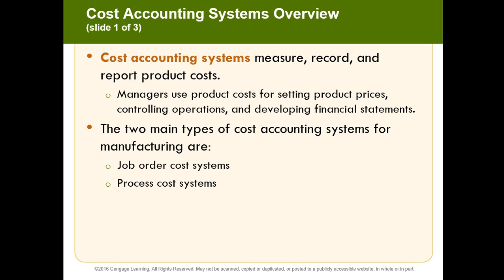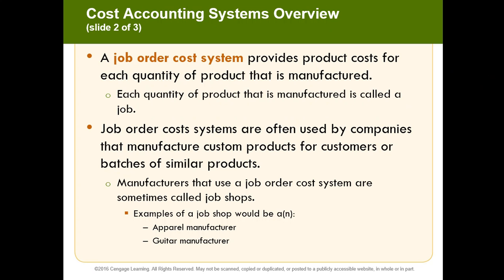Now remember from our previous chapter, product costs are our direct materials, direct labor, and our overhead. All of those costs we need to capture so that we have an idea of what our final product costs. The two main types of cost accounting systems for manufacturing companies will be a job order cost system, which is what this chapter covers, and process costing.